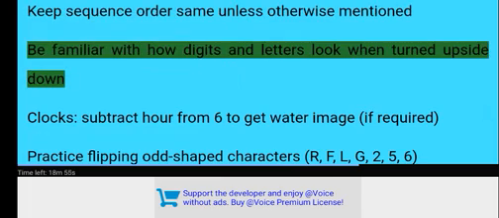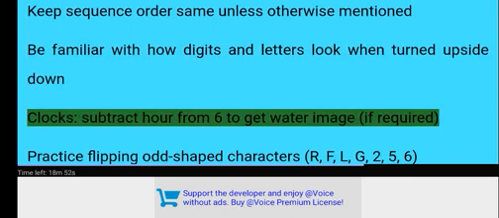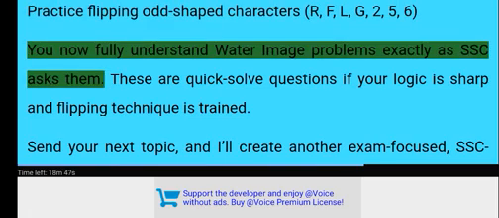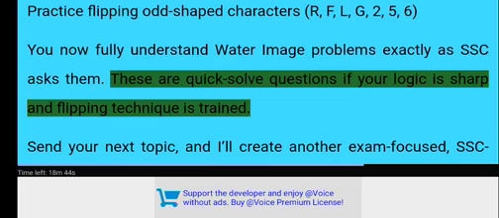Be familiar with how digits and letters look when turned upside down. Clocks: subtract the hour from 6 to get the water image if required. Practice flipping odd-shaped characters: R, F, L, G, 2, 5, 6. You now fully understand water image problems exactly as SSC asks them. These are quick solve questions if your logic is sharp and flipping technique is trained.